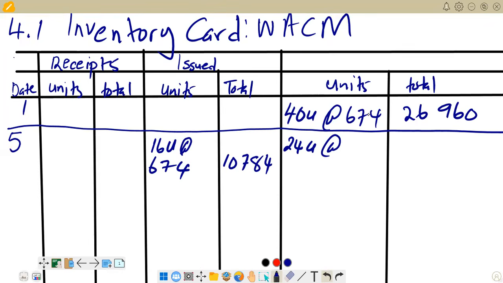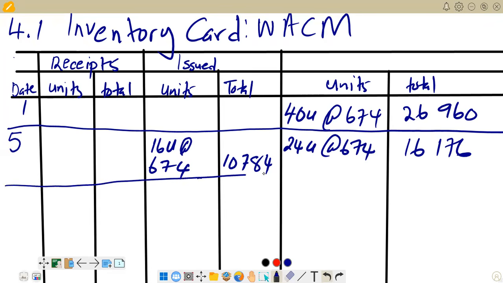We are still using this one, 674, because we don't have any purchases. But when we purchase, that's when the weighted average per unit is going to change. So here we are now saying it's 674. Then we calculate the value. You are now saying 24 units times 674 to get the balance in terms of the value. We are going to get 16,176 there. And then we go to the next one.